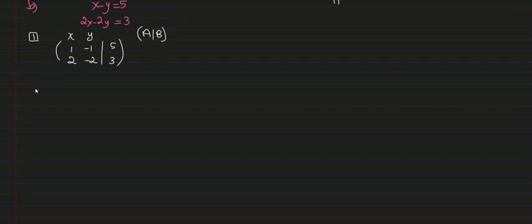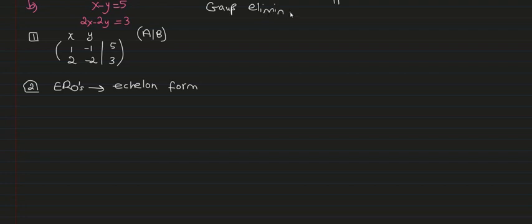In step number 2, I need to use the elementary row operations in order to reach what? Only the echelon form, not the reduced. In Gauss elimination, we need to reach the echelon form. This is the Gauss elimination technique. So the echelon form will be reached how?